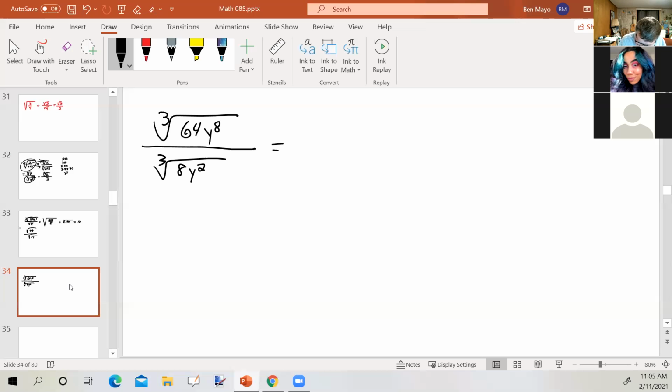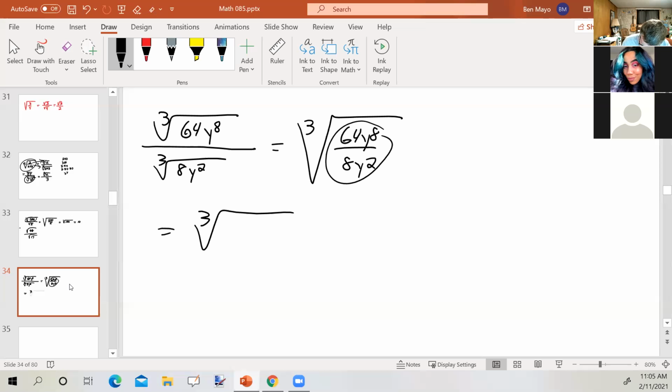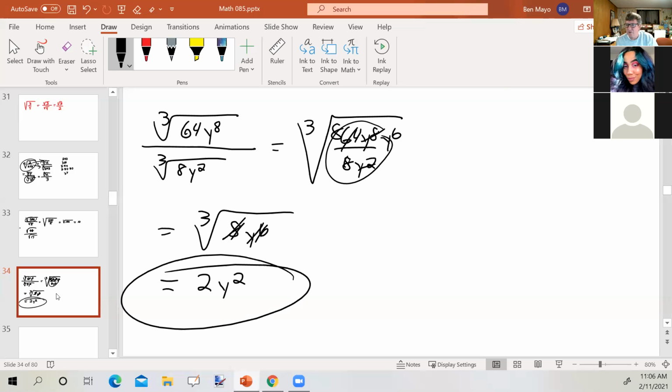All right, so this could become the cube root of 64y to the 8th over 8y squared, okay? But inside, I can reduce that down to 8y to the 6th. 64 over 8 reduces to 8 over 1. Y to the 8th over y squared is y to the 6th. What's the cube root of 8? 2. What's the cube root of y to the 6th? Y squared. No radicals. It's all outside. All is good with the world.